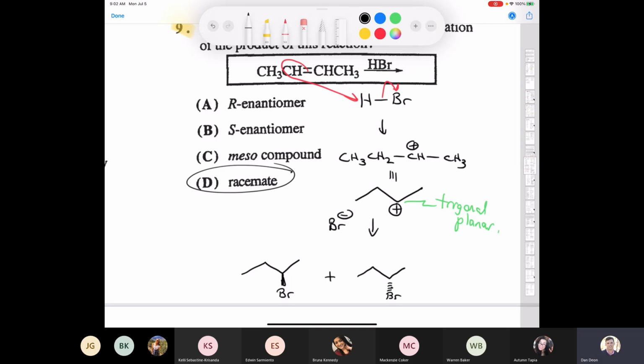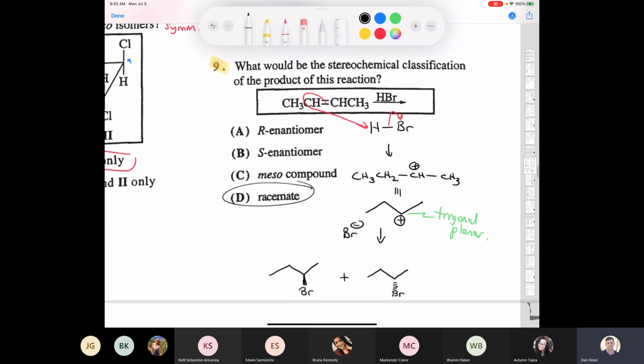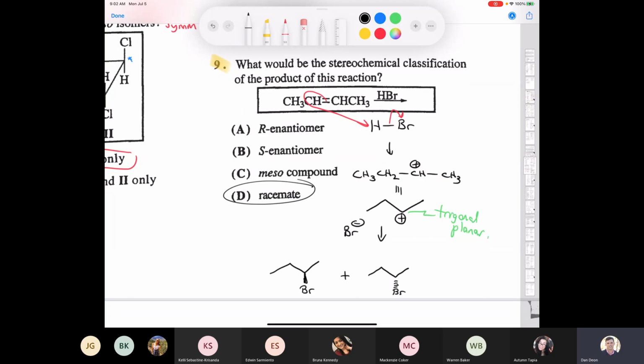Give me a thumbs up if that makes some sense. If it doesn't, feel free to shoot a question at me. But it's got nothing to do with Markovnikov or anti-Markovnikov addition in this case. This is a chapter about stereochemistry. This question is not asking you about regioselectivity. That would be a question of Markovnikov versus anti-Markovnikov. This is just getting you to understand, I'm going to make a carbocation, and a carbocation is trigonal planar. Therefore, my nucleophile can attack from either face of the molecule. And that's going to give me a racemic mixture of R and S 2-bromobutane.